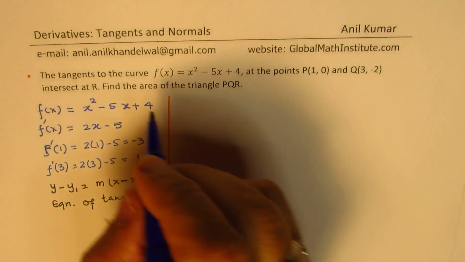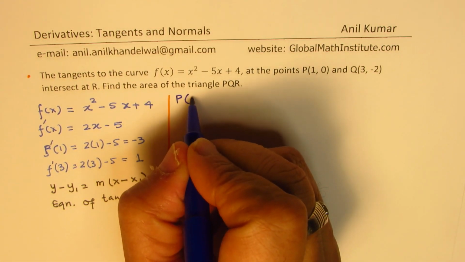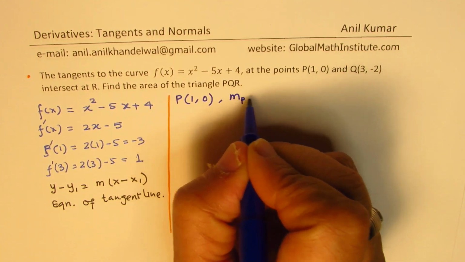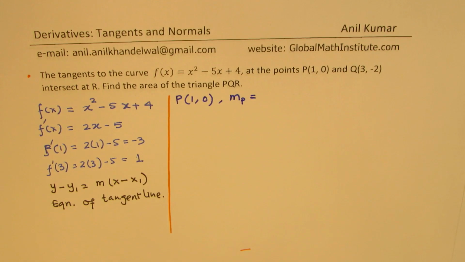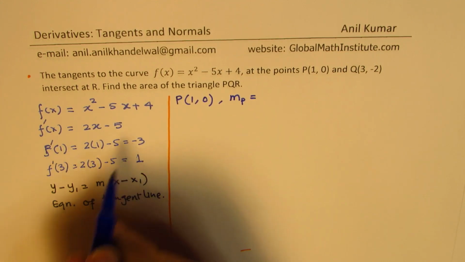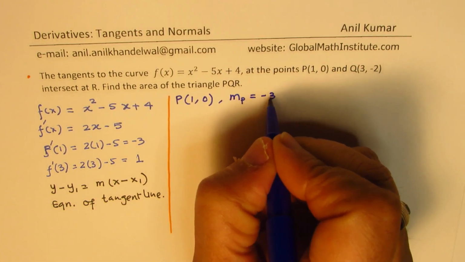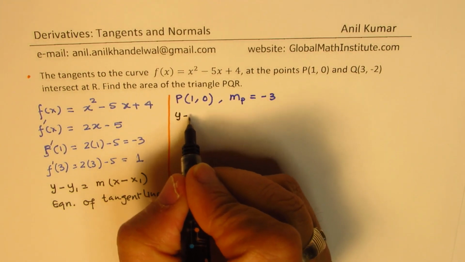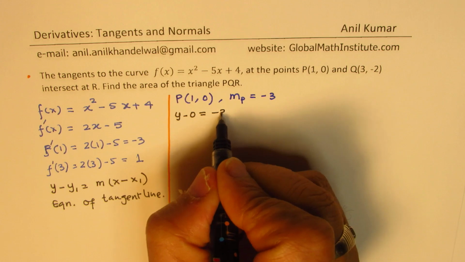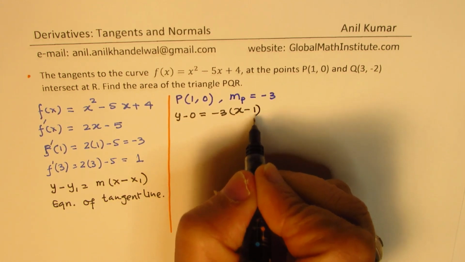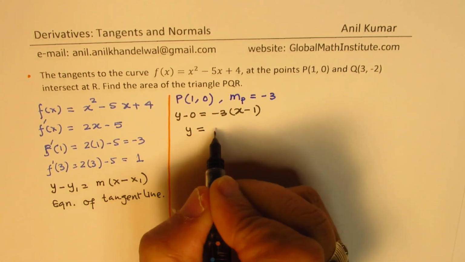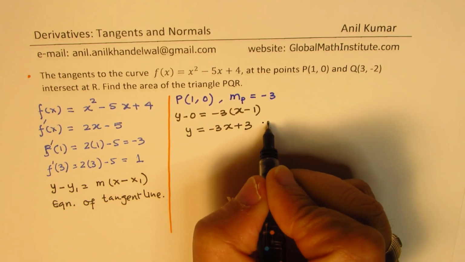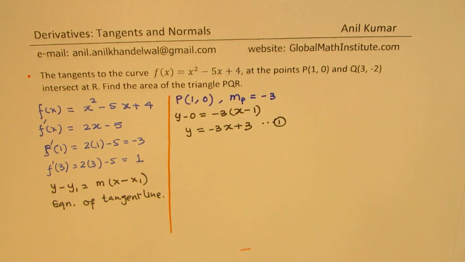So at point P, which is (1, 0), we find that the slope at P is equal to f dash 1, which is minus 3. Right. So the equation will be y minus 0 equals minus 3 times x minus 1, or we get y equals minus 3x plus 3. So let's call this our equation number 1.